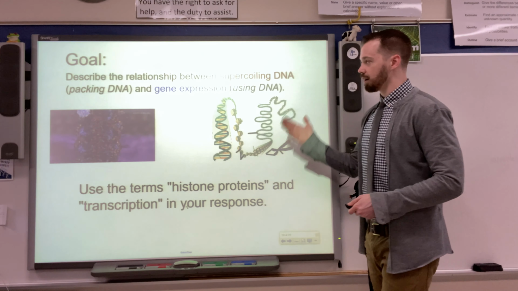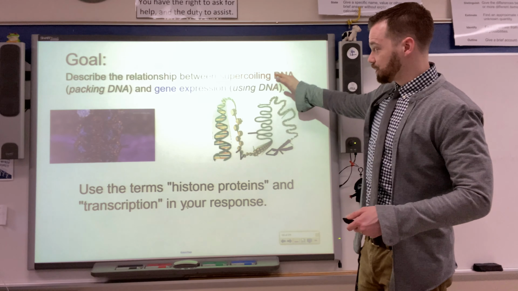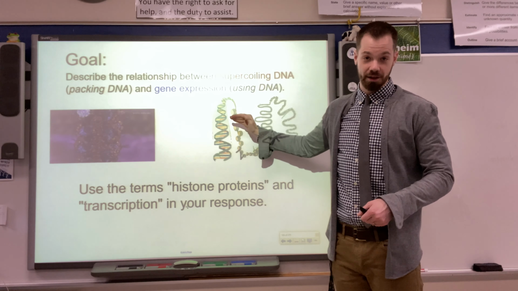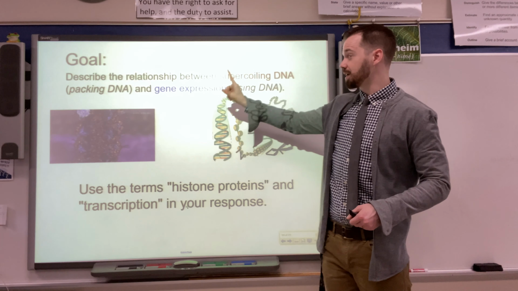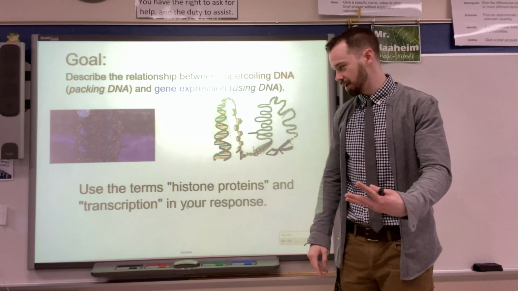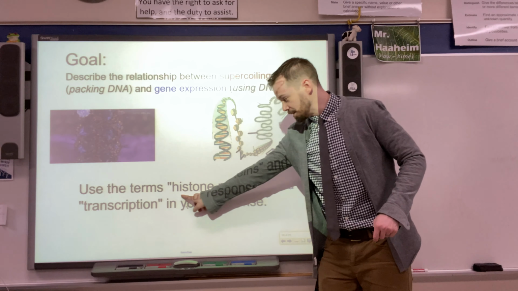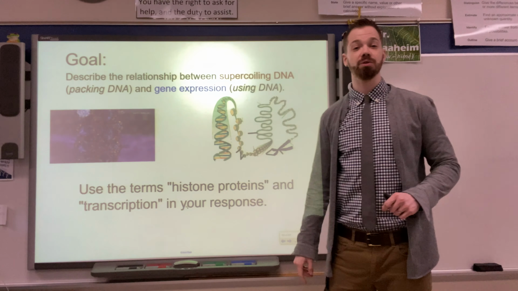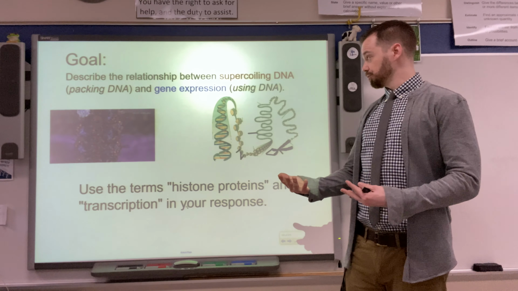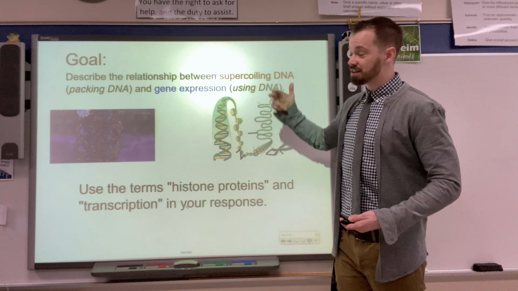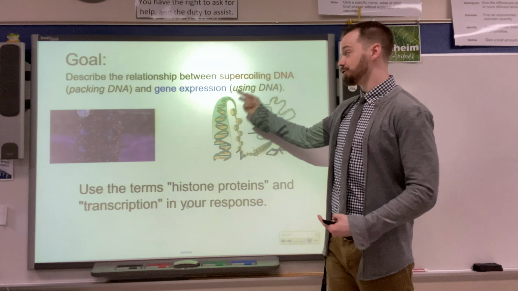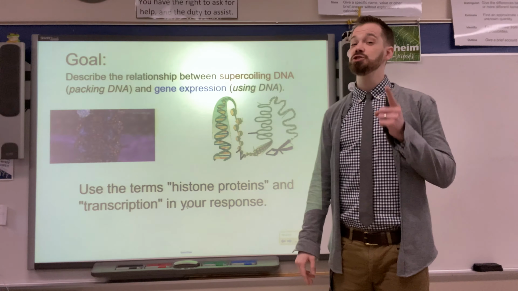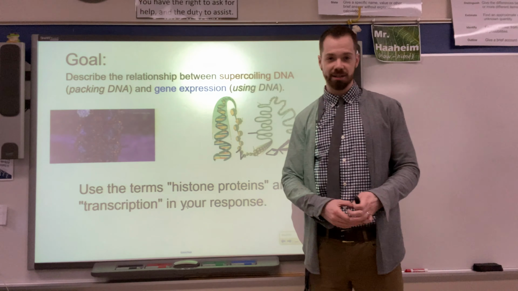So coming back to our original goal, the relationship between supercoiling and gene expression is that if you are doing one, you are not doing the other. If you are supercoiled, then you can't express the gene. You can't use it, you can't read it. You would say that it is wrapped up around histone proteins. You would say that that gene could not be transcribed. The inverse is also true. If your DNA is not supercoiled, then you can use it. You can express that DNA. It would not be wrapped around histone proteins, and you would be able to transcribe it.